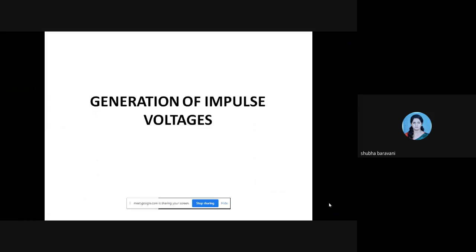So see, last class we had done with generation of high frequency, high AC voltages, in which we had done the Tesla coil circuit. Okay. So today I'll explain you the next part, which is generation of impulse voltages. Okay. Now, any idea what is meant by impulse voltage?